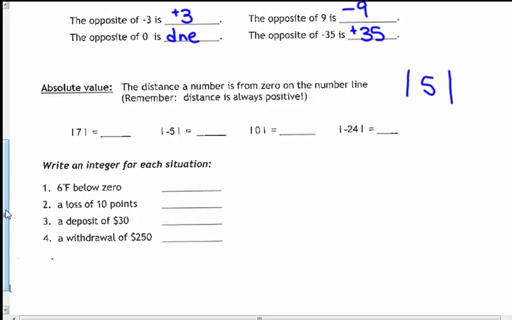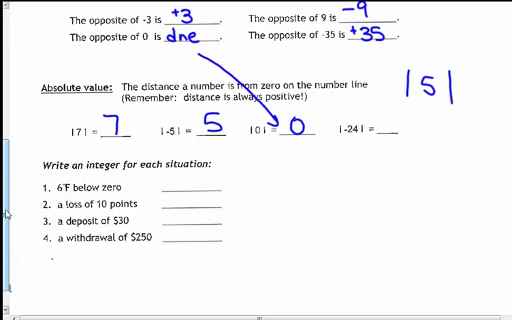The absolute value of 7 is 7. The absolute value of negative 5, how far away is negative 5? It's 5 units away from 0. The absolute value of 0, how far away is 0 from itself? It's 0 units away. So 0 has an absolute value. 0 does not have an opposite.